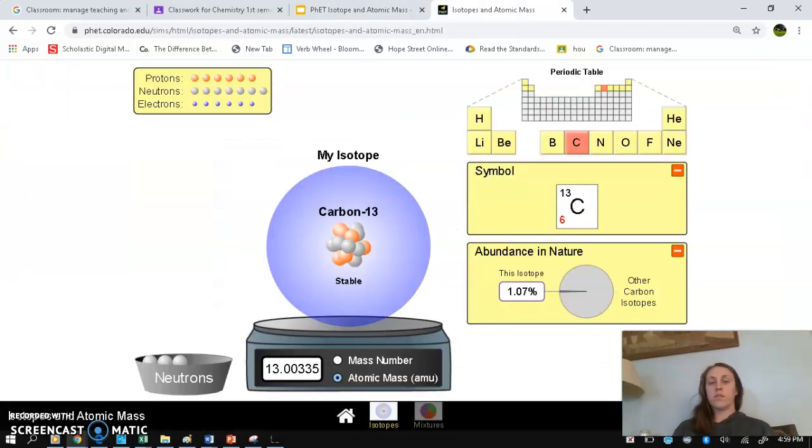Is it stable or unstable? Well, maybe you don't know, but it does say stable right now. But this is what happens when it looks unstable. But that's carbon 14, which is so cool. So it is stable.